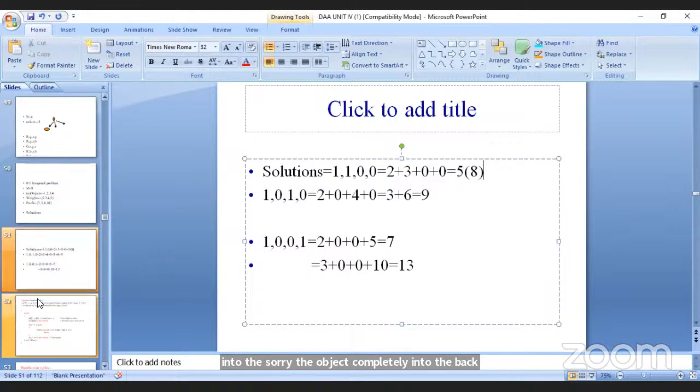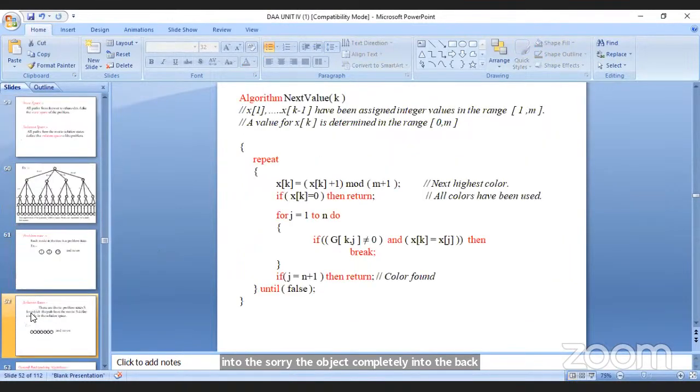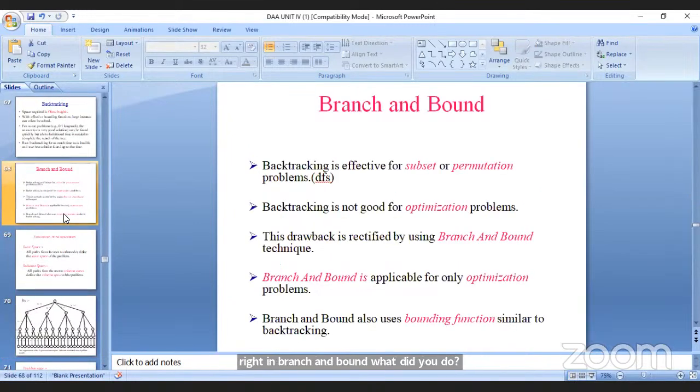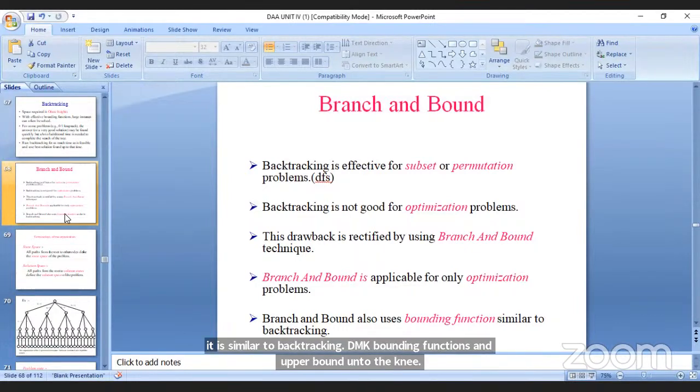Next one, what we have done was branch and bound, right? In branch and bound, what did you do? Backtracking is used for subset or permutation problems. It follows the DFS method, while backtracking is not good for optimization problems. So whatever error there is in backtracking is rectified using the branch and bound technique. So branch and bound is applicable only for optimization problems. It has bounding functions and is similar to backtracking. It has bounding functions, that is, an upper bound. That is called branch and bound.